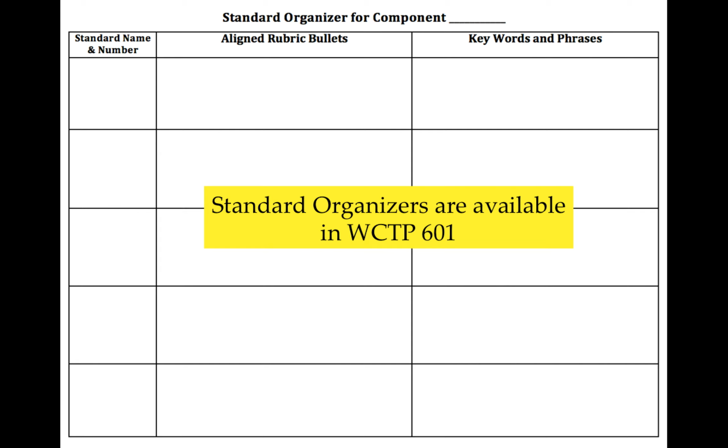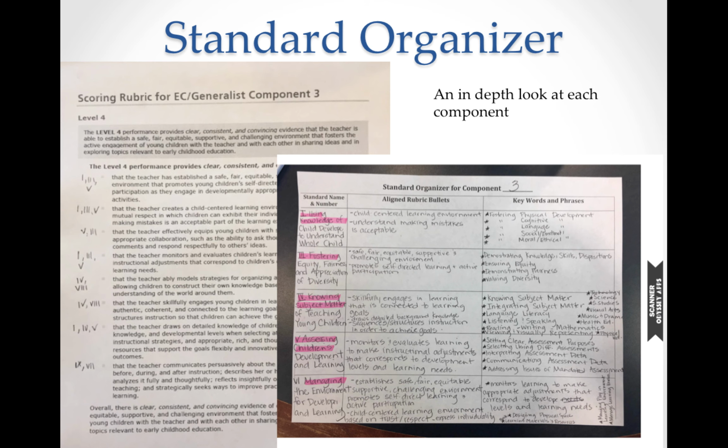The first one is standard organizers, and I'll drop one in the resource for here, but in the Google Classroom. But this is also embedded in our mini module on standards and rubrics in WCTP 601, our candidate support program for the World Class Teaching Program. But you take this sheet of paper, and what this does is it leads you through aligning your rubric with your standards. And here's an example of what it looks like.